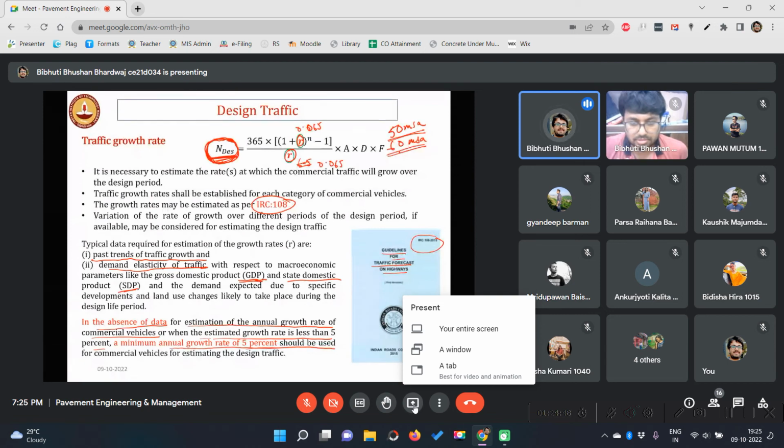In the first lecture we discussed, as a pavement engineer, what you will do. You will design the thickness. You will decide what should be the material, what should be the bitumen, what should be the soil type, what should be the CBR value of the soil. So everything you need to decide now, right? Yes.